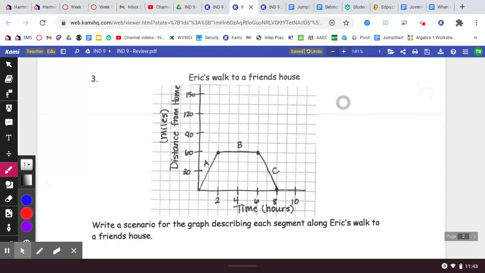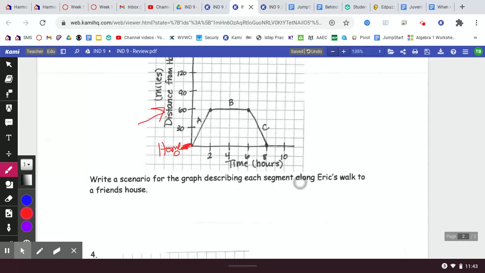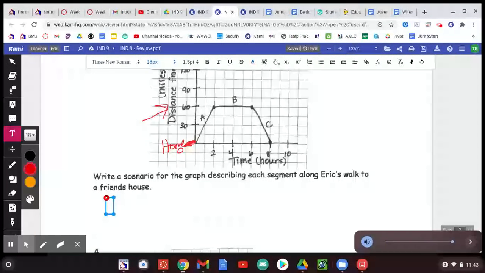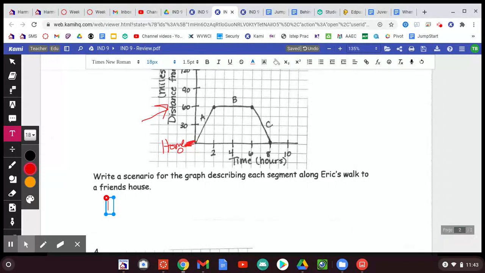So what do we know this spot right here is? Whoops. What is this spot right here? That's home, right. That's 0. It is 0. No, you were right. It is 0. And we know that 0, because it's distance from home, we know that 0 is home. So we're going to write a scenario, and I'm going to use a text box because I'm not going to try to write this all handwritten. All right. So tell me what you guys think. We're going to write a scenario.